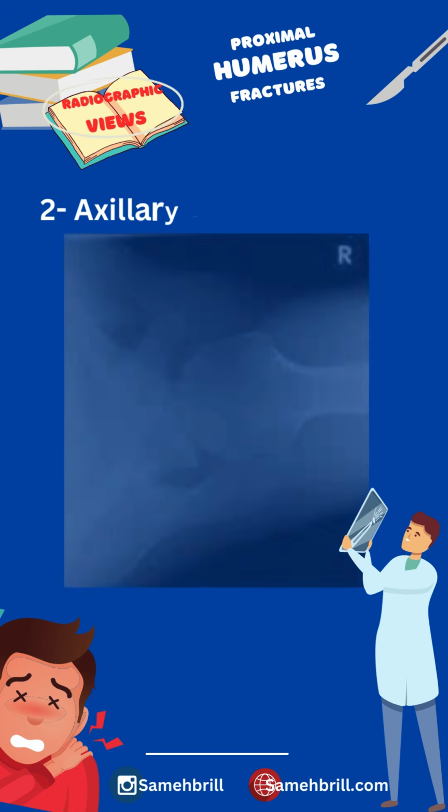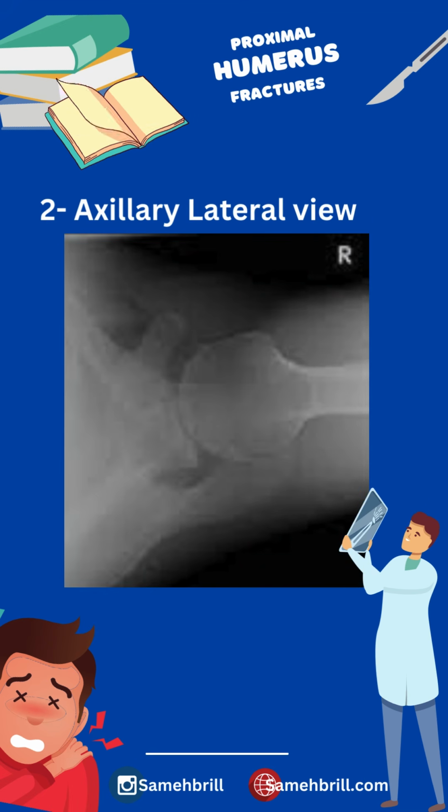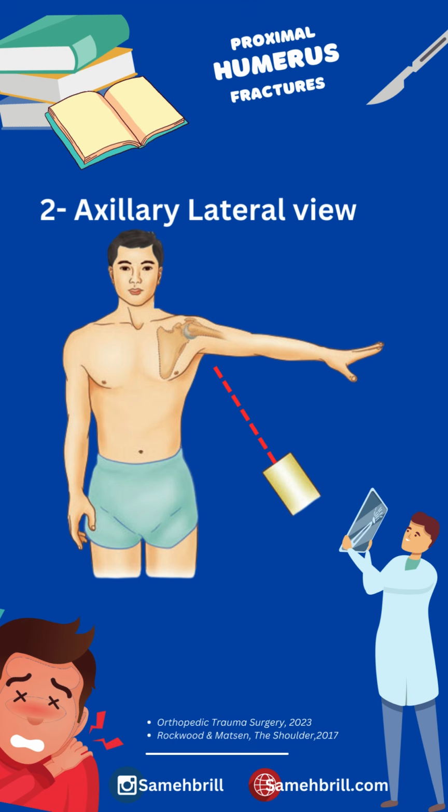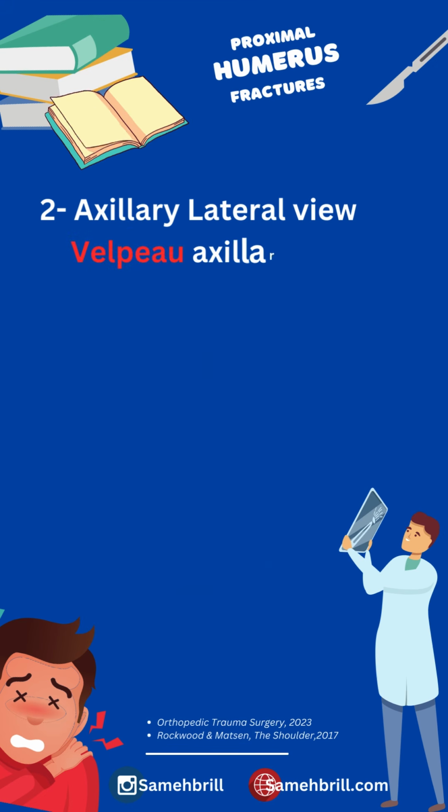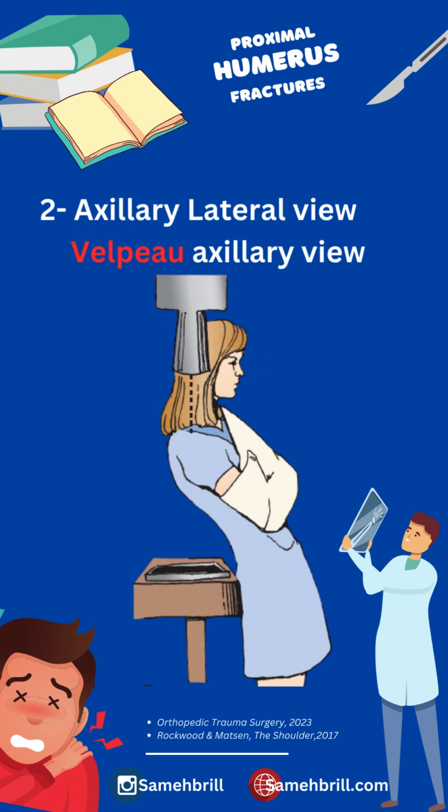Next in line is the conventional axillary lateral view. This view is not only painful for the acute patient, but it can cause further displacement of the fracture. So it's preferred to do a modified view called the Velpeau view. This view is obtained by directing the X-ray beam from superior to inferior as the patient leans backward 20 to 30 degrees over the cassette with the arm in a sling.